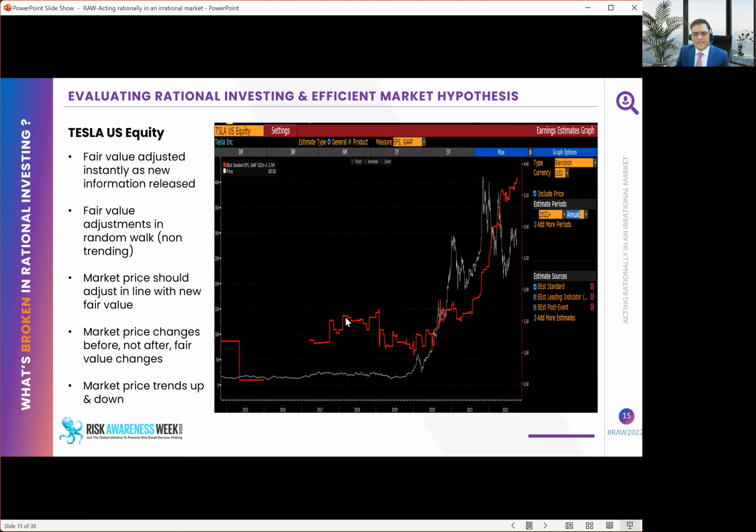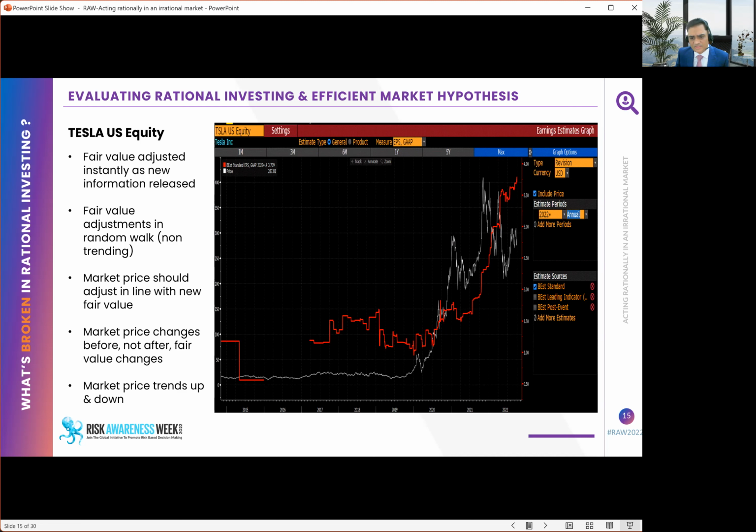Here you can see that we are looking at the earnings estimate graph of Tesla shares, for a period of almost 7 years. We can see in red where the earnings estimates have changed over different periods, and in white, we have overlaid that with the price of Tesla stock. Now, the red line, the earnings, as you might expect, does show some tendency towards a random walk and a relatively non-trending movement, and that is to be expected. You would think, therefore, if everyone is trading in line with the efficient market hypothesis, that the price should move relatively closely in line with the earnings estimate. But what we can see here is that it doesn't.